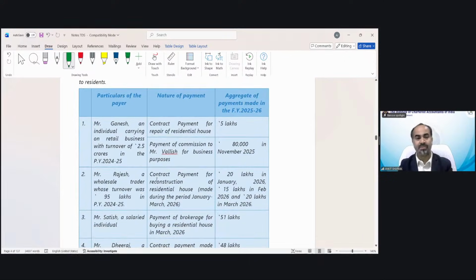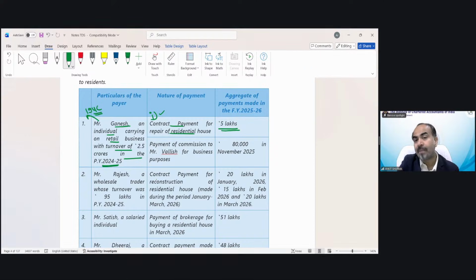With the help of an example, let's see. Mr. Ganesh, an individual carrying on retail business with turnover of 2.5 crore in the previous year 24-25. The first point is contract payment for repair of residential house. So you will see this payer's turnover is exceeding 1 crore in the preceding previous year. So this payer is included under section 194C. Now we will see, can TDS be deducted as per section 194C in this payment? And the payment is 5 lakh rupees.